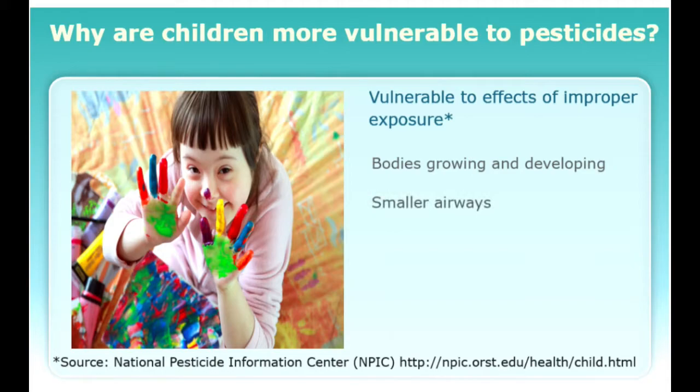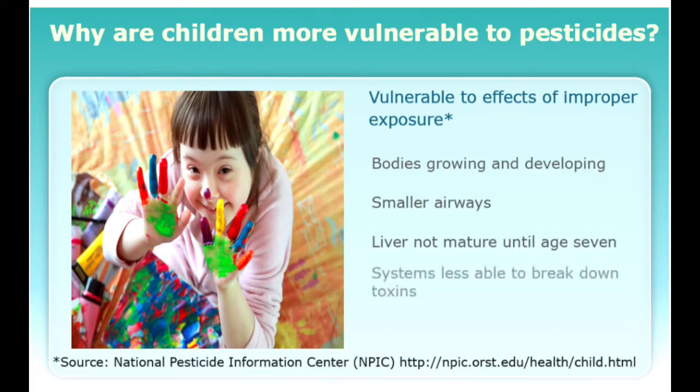The nervous, immune, digestive, and respiratory systems are still developing, so they are less able to handle the effects of hazardous chemicals. A child's liver, the organ that helps break down toxins, is not fully developed until age 7. Improper exposure to pesticides at a young age can lead to long-term health problems.